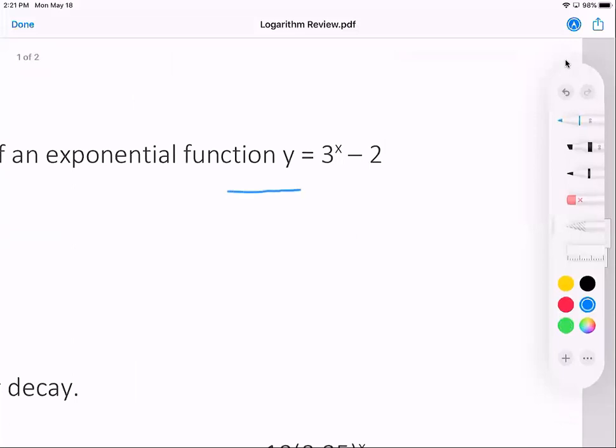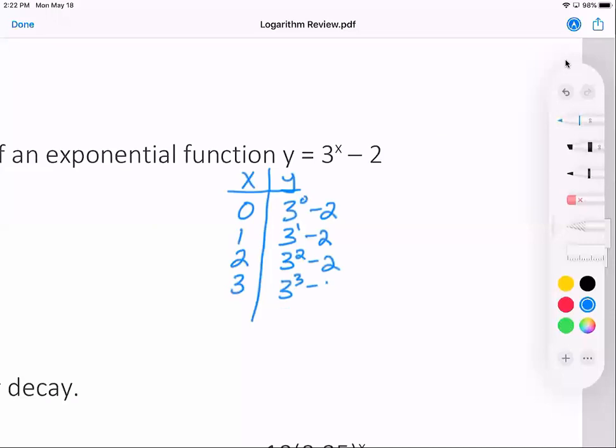We could always start with a table of values, x and y. I'm going to pick a couple values of x, say 0, 1, 2, maybe 3, and plug those in. So that would be 3 to the 0 minus 2, 3 to the 1 minus 2, 3 to the 2 minus 2, 3 to the third minus 2. So what do we get when we evaluate those? We would get 1 minus 2 is negative 1, 3 minus 2 is 1, 9 minus 2 is 7, and then 27 minus 2 is 25.